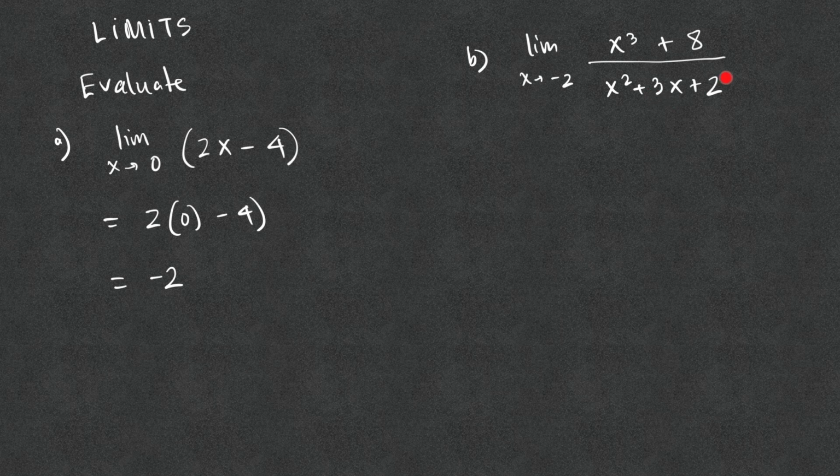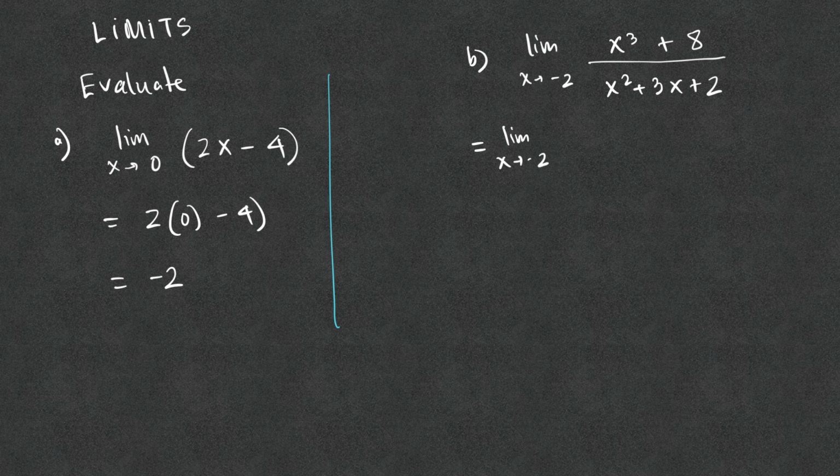For the second part, the function is also in closed form. However, if we plug in negative 2 into this expression, we will get 0 over 0. As of now, we are not going to use L'Hopital's rule, but we will try to factor both the numerator and denominator. The limit as x goes to negative 2.